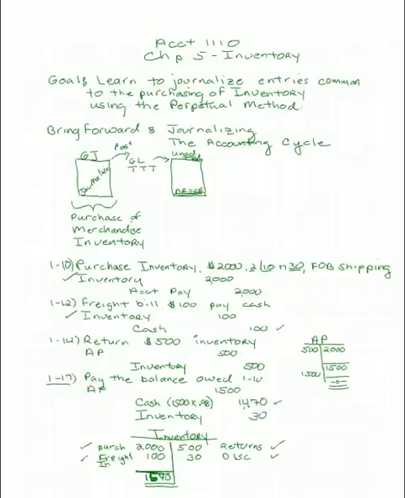So that concludes our discussion on how you record journal entries that are common to the purchasing of inventory using the perpetual method. Come back soon and we'll look at journal entries that are common to selling inventory. Talk to you soon.